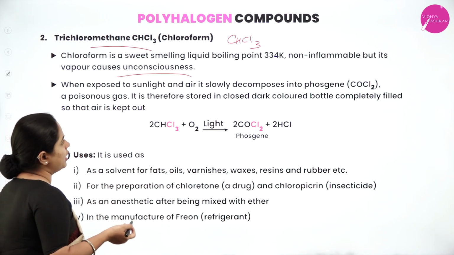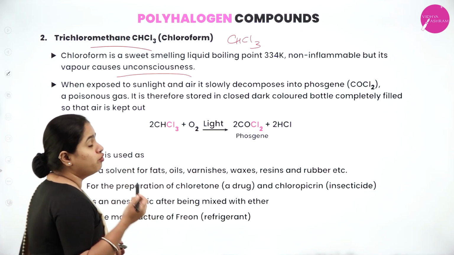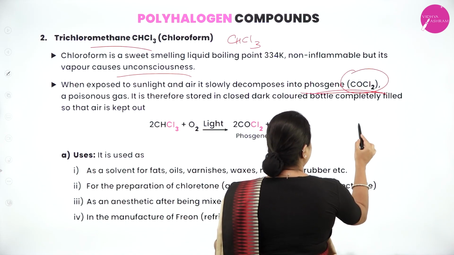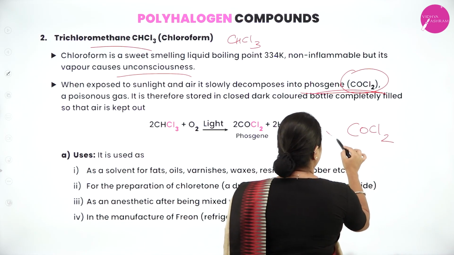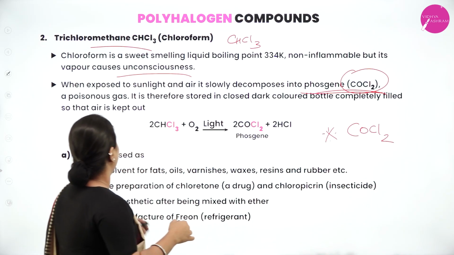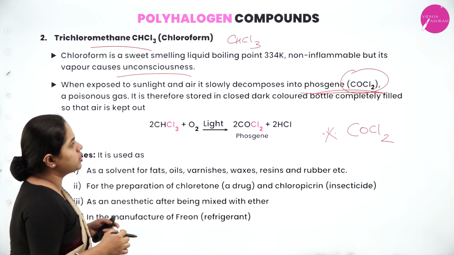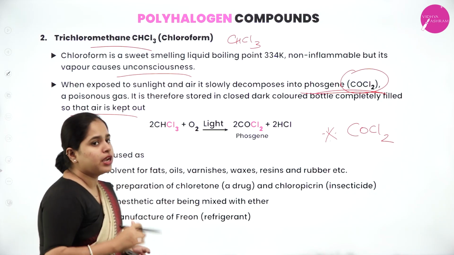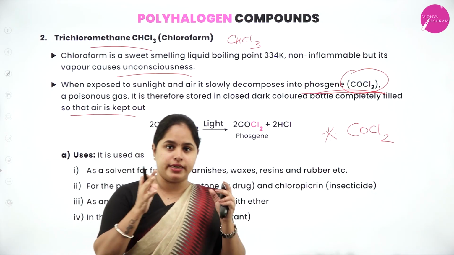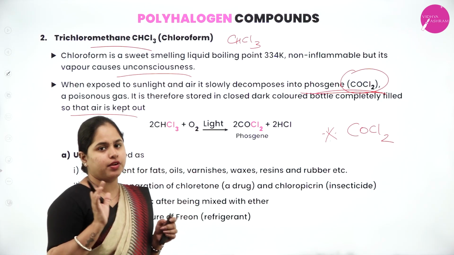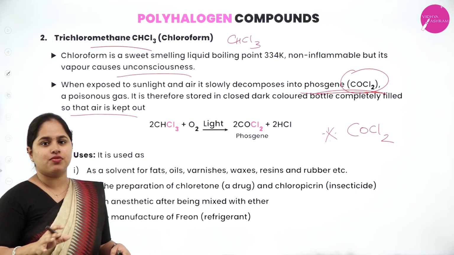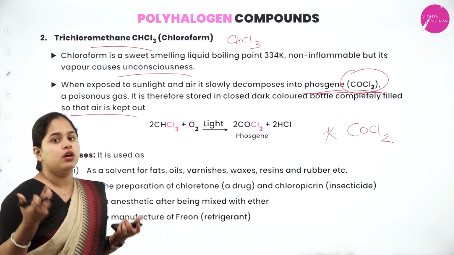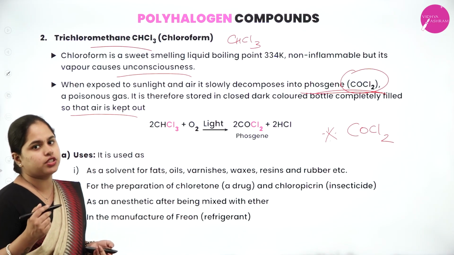When exposed to sunlight and air, it slowly decomposes into phosgene. It forms a poisonous gas called phosgene, which is COCl2. This is very important to remember. It is therefore stored in closed dark bottles, completely filled so that air is kept out. Usually you will find chloroform in dark brown colored bottles, kept in shelves away from sunlight, because once it comes into contact with sunlight, it forms the poisonous gas phosgene, which is harmful.